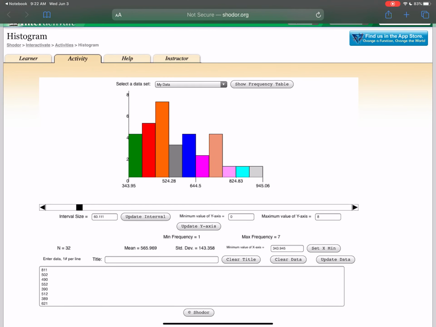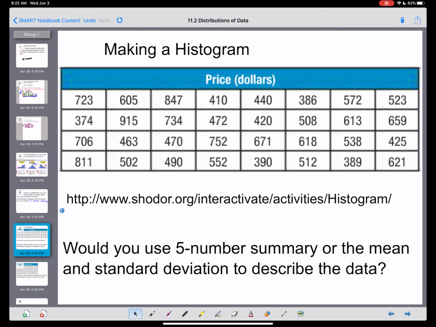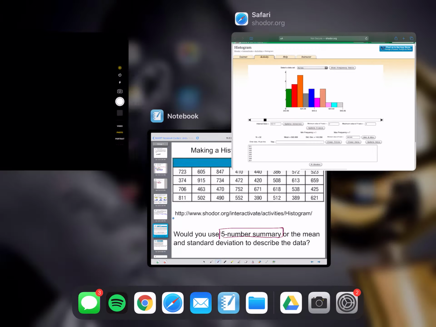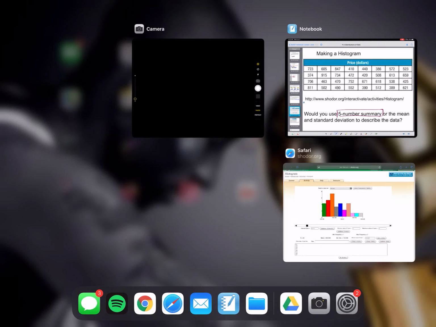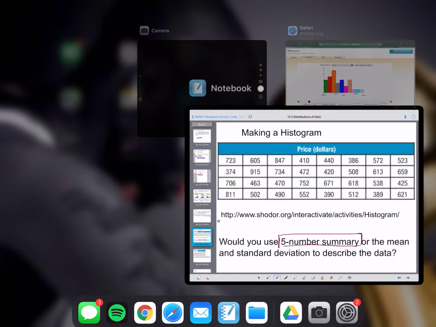If you notice, the histogram is positively skewed. You can tell that it trails off at the end, right? The peak is on the left. Because it's skewed, I would use the 5-number summary. Okay, cool. Once again, once you have all your numbers entered, just press update data. What's kind of cool is it actually gives you the mean and standard deviation as well. So yeah, it kind of does it all for you.